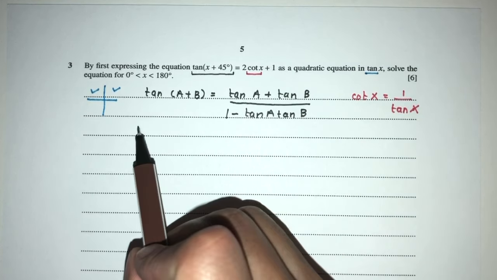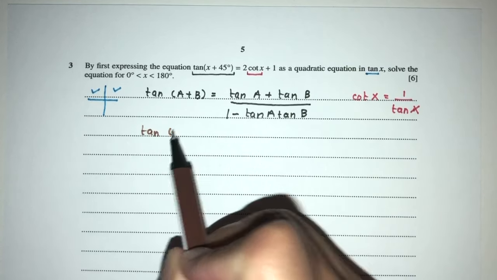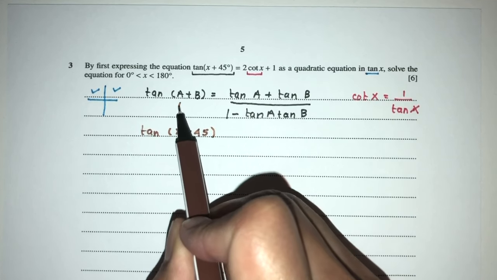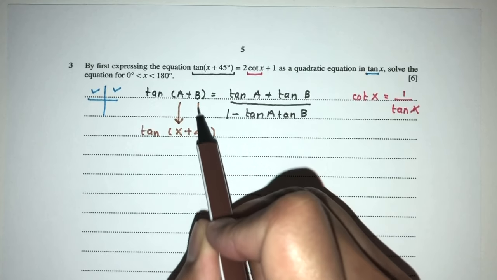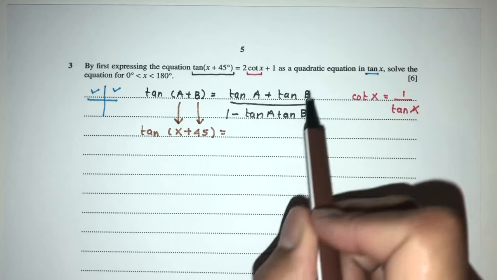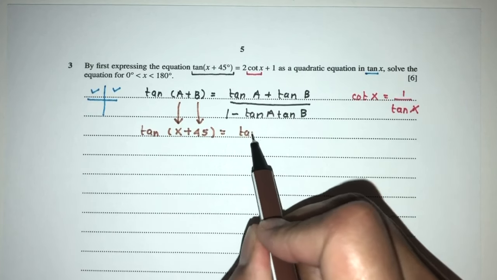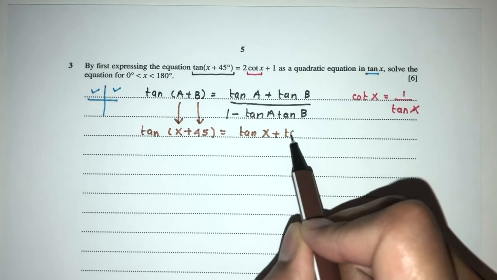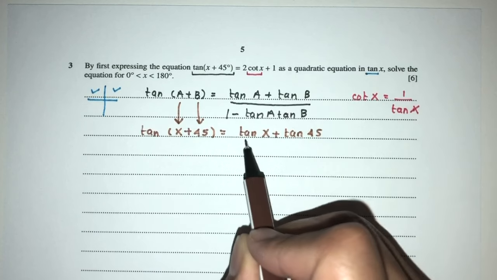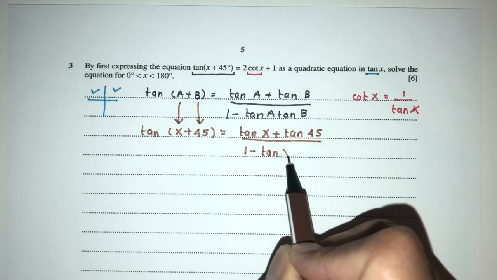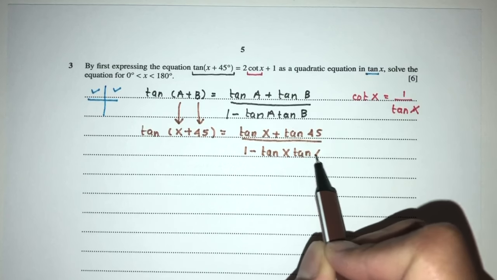Now here we have what? Here we have tan of x plus 45. So by comparison, A is x, B is 45. Just replace in that main equation to simplify this. You will have tan of A is x, tan of B is 45, divided by 1 minus tan of A is x, and tan of B is tan 45.